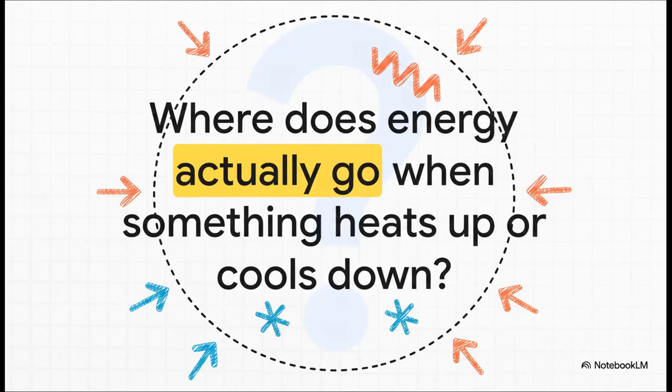So let's just jump right in with a big question. Where does energy actually go when something heats up or cools down? I mean, really, where does it go? To even begin to answer this, science uses this brilliant little trick. It's all about precisely defining what we're looking at, we call that the system, and then separating it from literally everything else, which we call the surroundings.